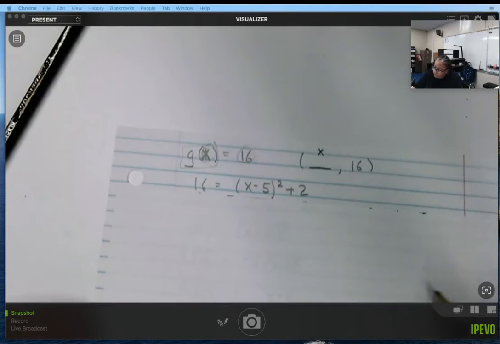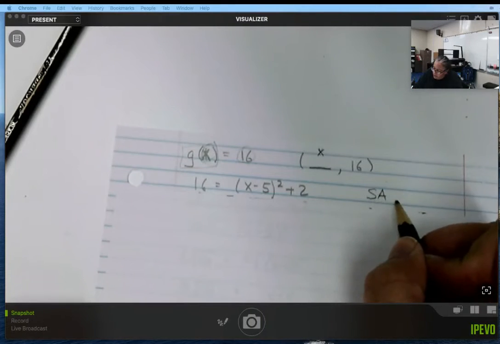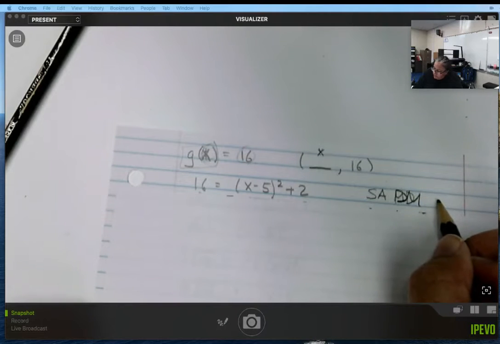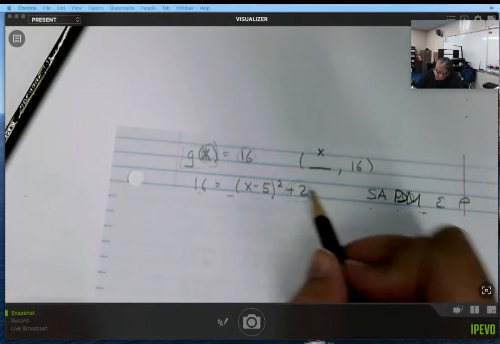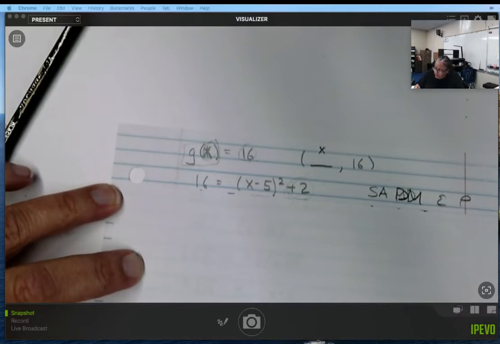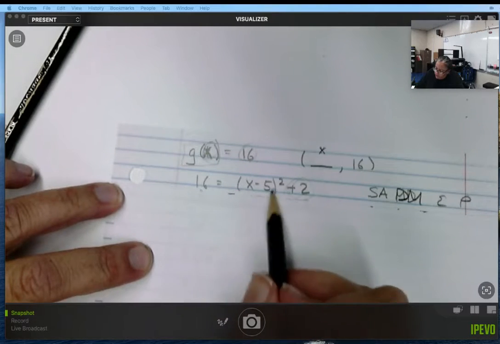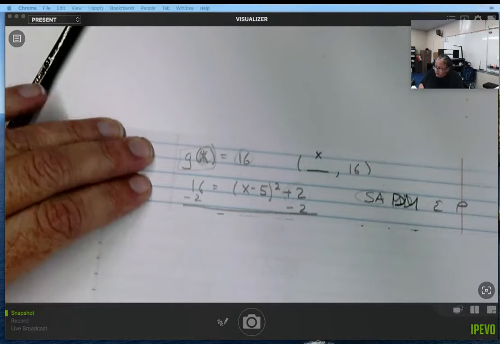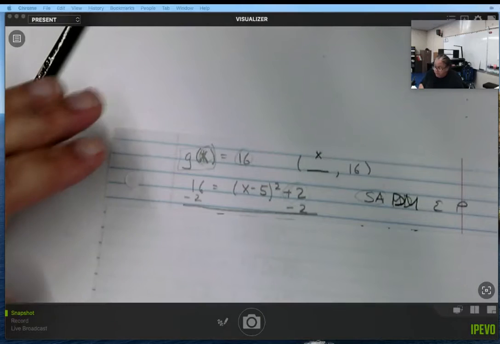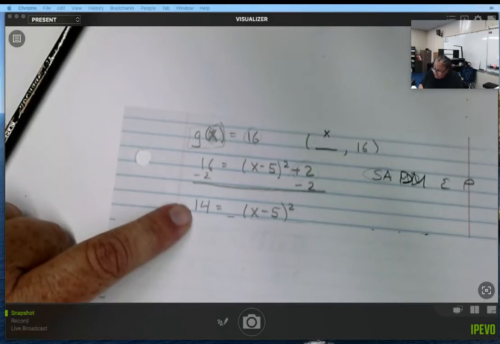Okay, so now I'm going to solve using my SADMAP, my reverse order of operations. So subtract or add, got to get outside the parentheses. I have to move that 2. Now remember, in vertex form, we don't have to set the equation equal to 0. We just solve. So I handle adding and subtracting first, subtract 2 from both sides. Again, hopefully you're pausing and you're just using mine for reference. Then I get x minus 5 parentheses squared is now 14.